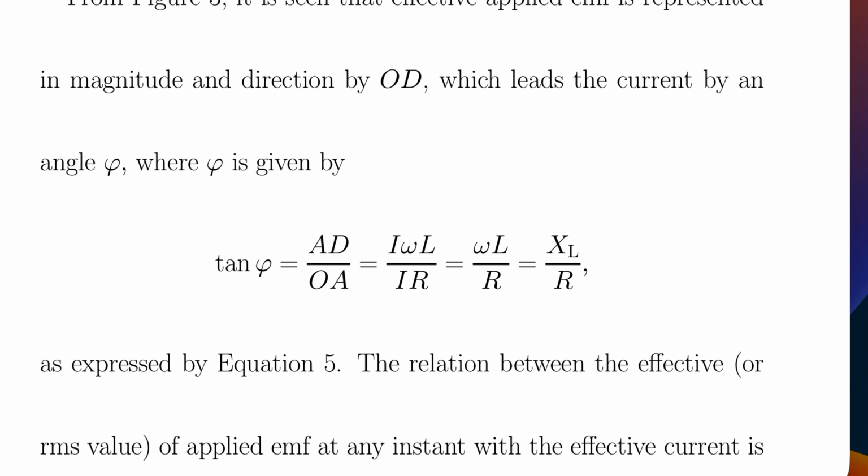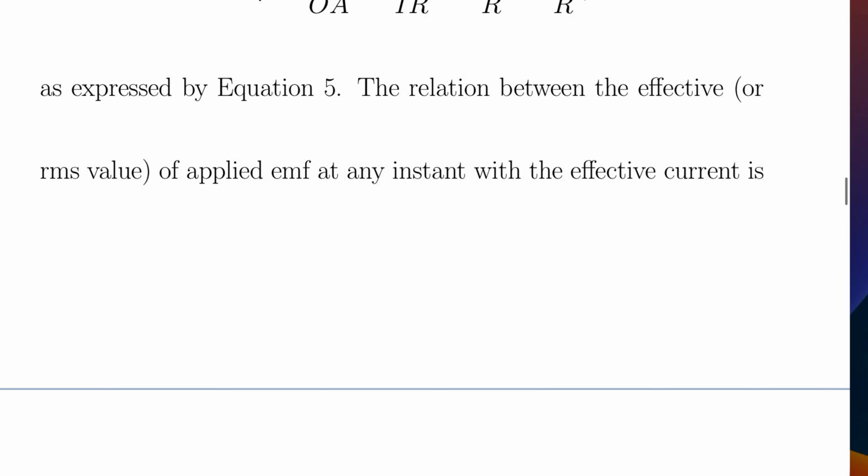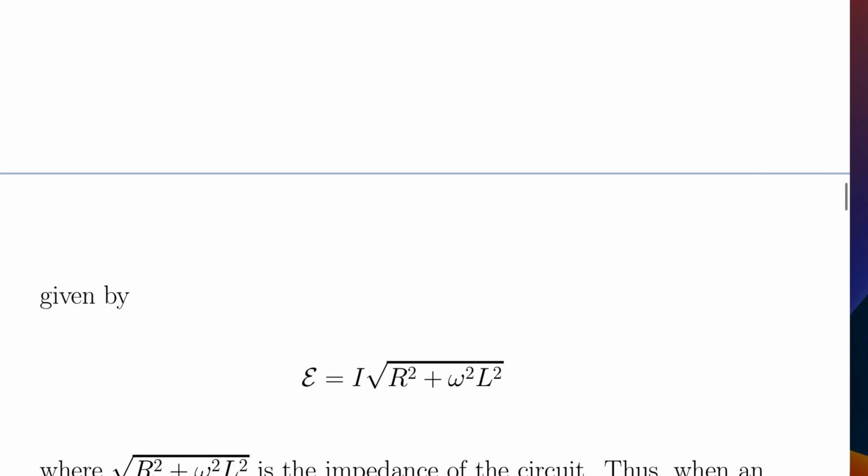This is what we have also represented or expressed in equation 5. The relation between the effective or RMS value of the applied EMF at any instant with the effective current is given by E equal to I times root over R square plus omega square L square, where this part is the impedance of the circuit containing resistor and an inductor in series.